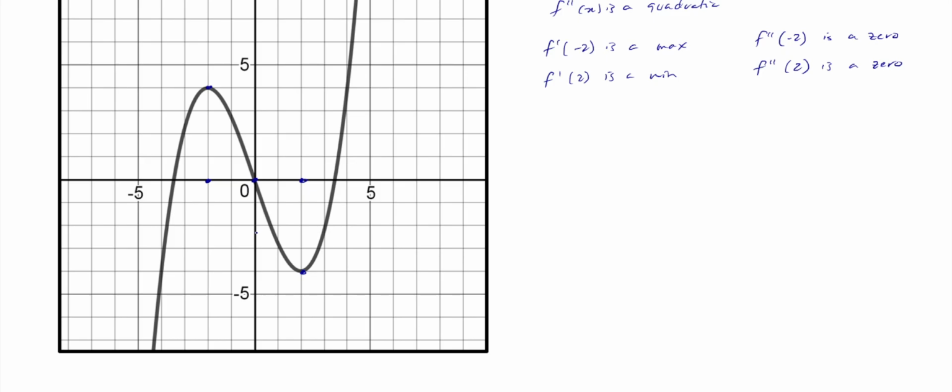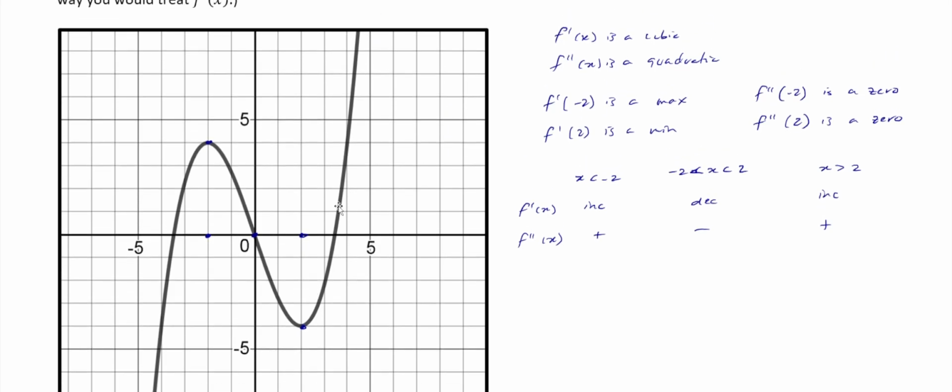So the question is, is this opening up or is this opening down? And we can use a sign table to find that. So let's go x less than negative 2, between negative 2 and 2, and then x greater than 2. If f prime at x is increasing on this interval, then the second derivative is going to be positive. If f prime at x is decreasing on this interval, then the second derivative is negative. And if f prime at x is increasing again on this interval, that means that the second derivative is positive. So I'm going from positive to negative to positive. That answers my question. I am indeed opening up right here.